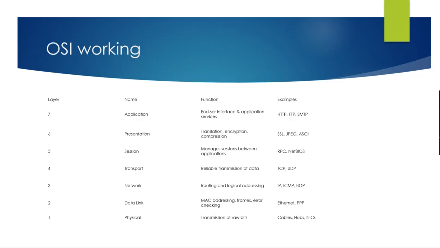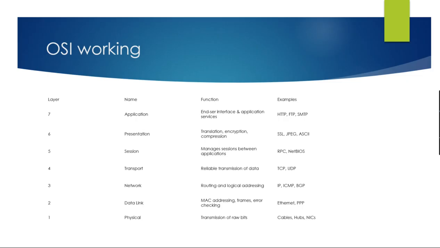Now the last one is the application layer: the end user interface. Suppose you want to access a web page from Google, for example Amazon or Alexa or any AI tool. You just have to enter the keyword on Google and the page appears. So that is the application layer.